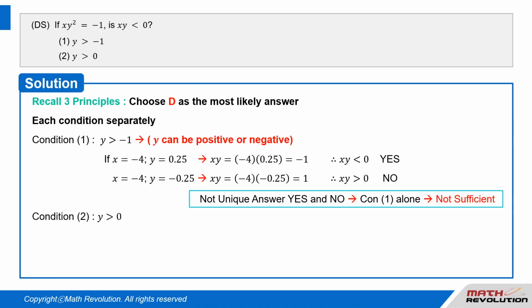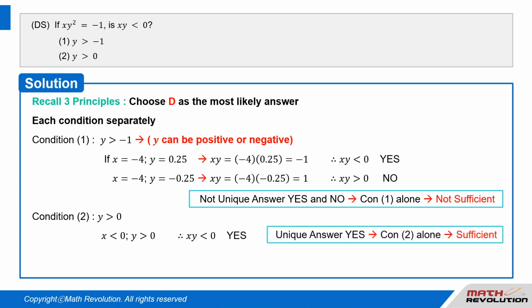Condition 2 tells us that y is greater than 0. Now, when x is less than 0 and y is greater than 0, the product x times y will be negative, as a positive number times a negative number equals a negative answer. So we get yes as an answer. Since it is a unique answer, yes, this condition is sufficient. Condition 2 alone is sufficient. So B is the correct answer.